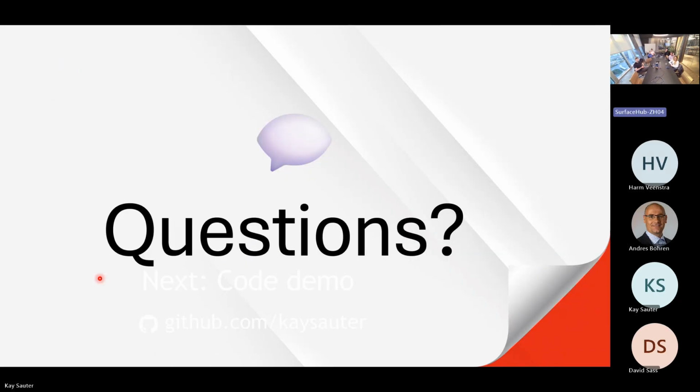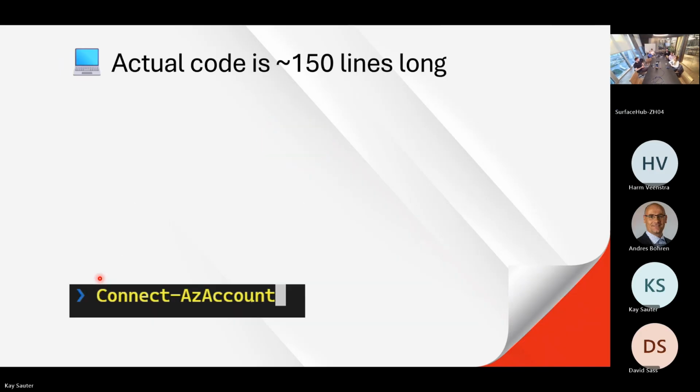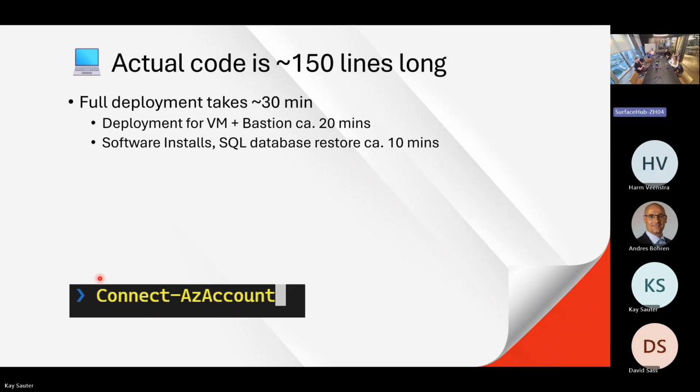So, any questions at this point? We'll ask, we just jump in. Exactly. So the actual code is about now. The full deployment takes about 30 minutes. Deployment for the VM and Bastion takes about 20 minutes, then the software installs and the database is installed. In this case, it is the sample database. Of course, if you have bigger databases, it takes longer, that makes sense, right?